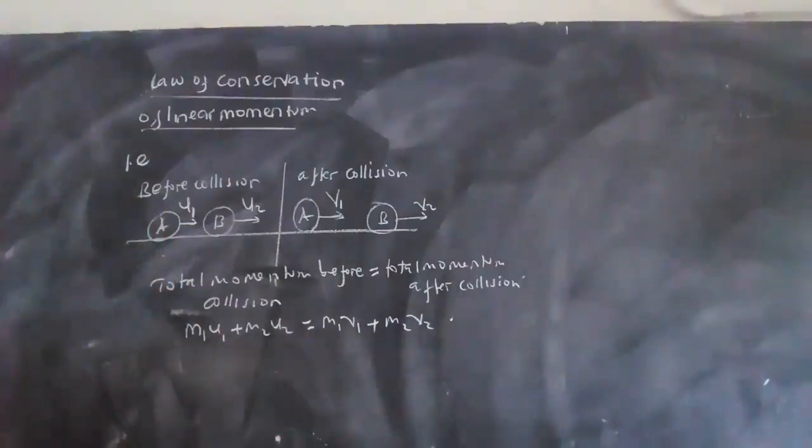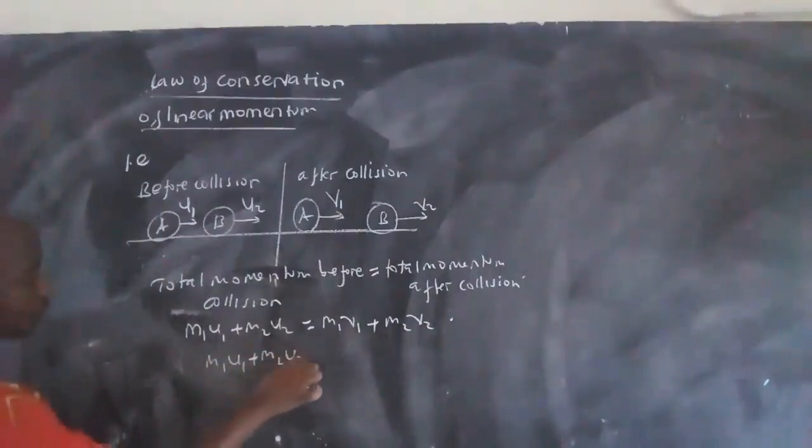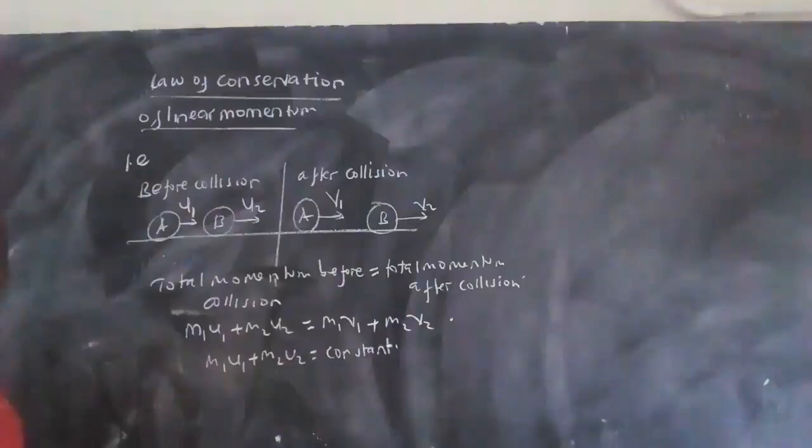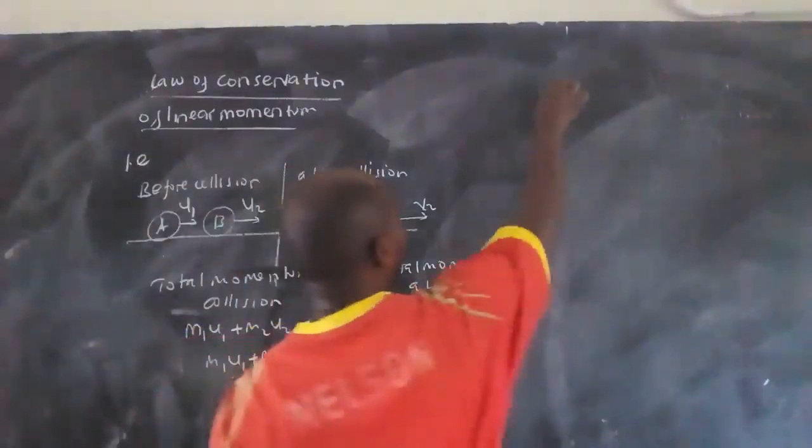So what does it mean? It means that M1 U1 plus M2 U2 is equal to constant, is conserved. Okay? It's equal to constant. There is a proof.